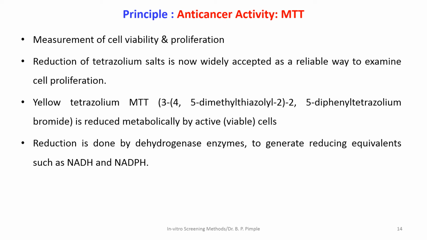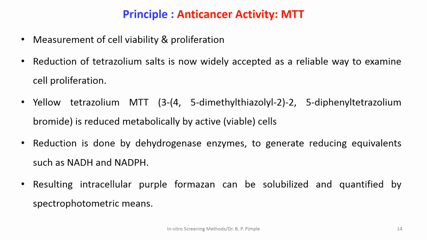This indicates the viability of the cells. Only viable or active live cells are able to convert the yellow salt into purple formazan, whereas dead cells won't be able to convert it. They will maintain the color of the yellow tetrazolium salt. This resulting intracellular purple formazan is separated from the cell by lysis and then quantified or measured by spectrophotometer. Now we'll have a look at the principle in detail.